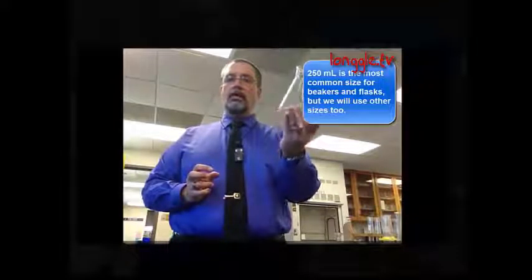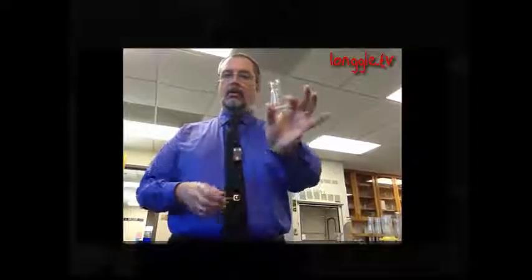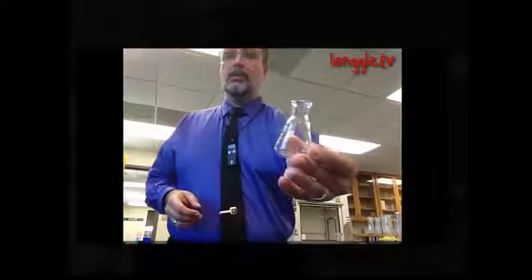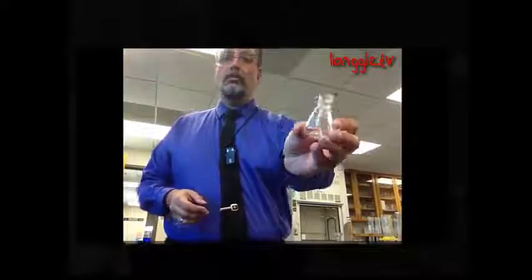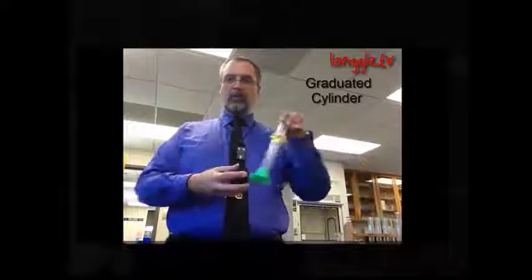And again, they get very large or they get very small. This is a 25 milliliter Erlenmeyer flask, but you see it's the same shape, the same general size. Some of these may have numbers on them, but we don't really measure anything other than approximate amounts in an Erlenmeyer flask. If you want to measure volume, you need to use something called a graduated cylinder.